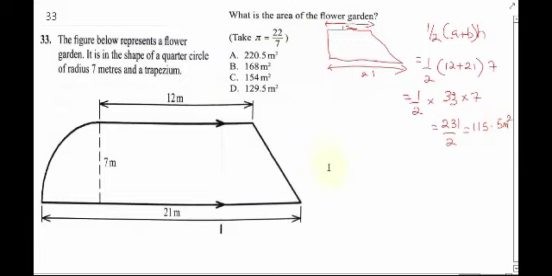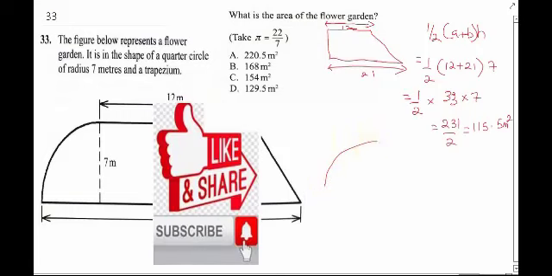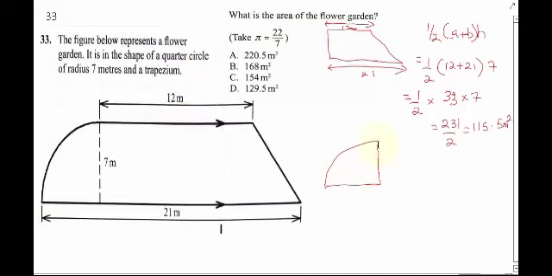Now, for the circle part, which is a quarter circle, so I'm going to bring this part out. Now, this is 7 meters. Now, to find the area will be pi r squared divided by 4. Now, why are we dividing by 4?